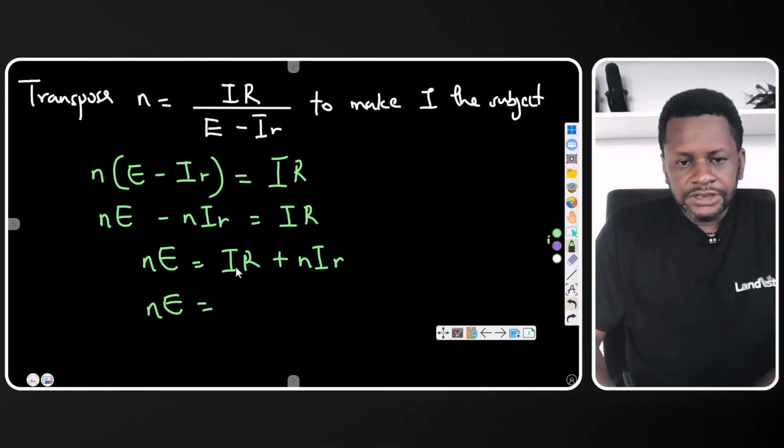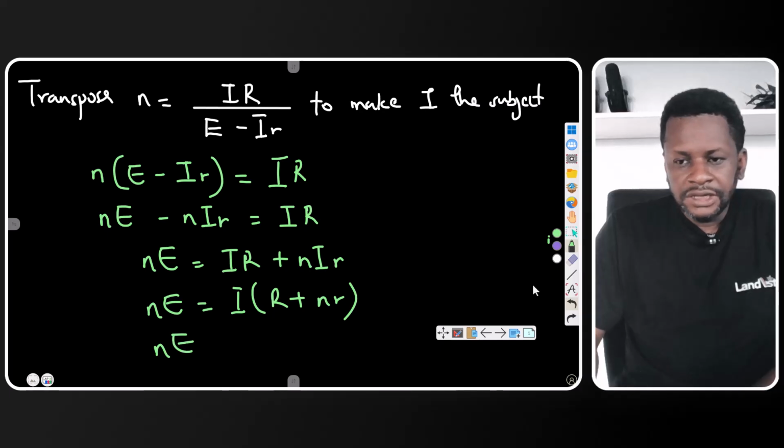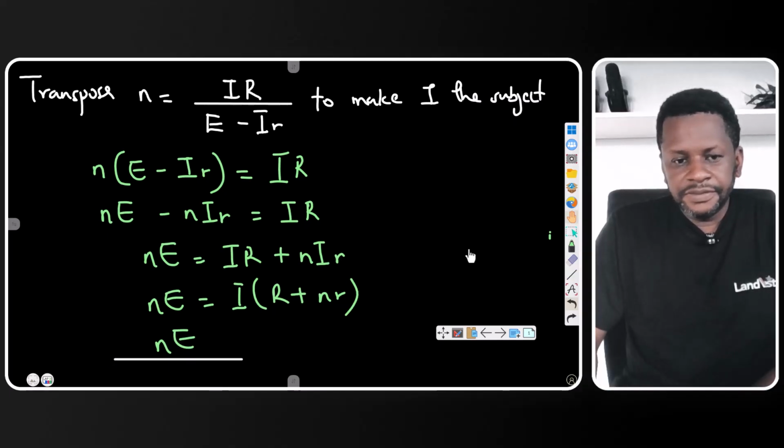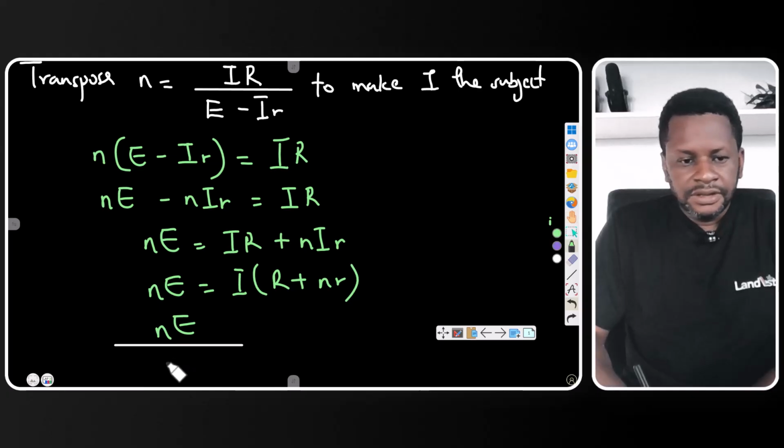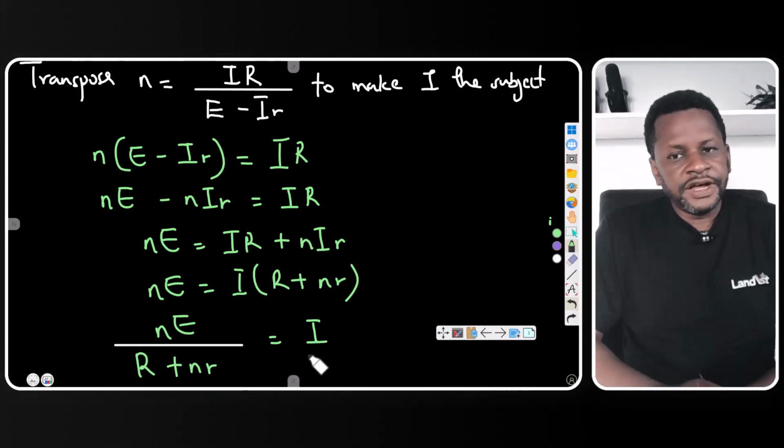When you factorize that, you can see that I is already common, so that's out. And then you have in the bracket R plus NR. Now you can divide both sides by R plus NR. So here would become NE divided by R plus NR, and that will give you the answer for I. Okay, so now I has been made the subject.